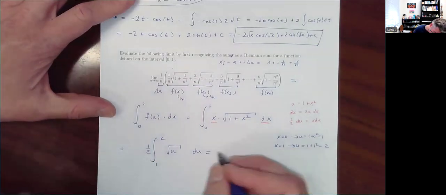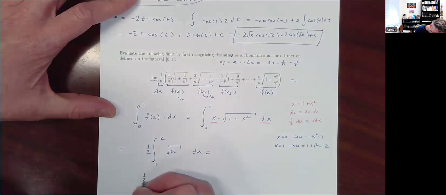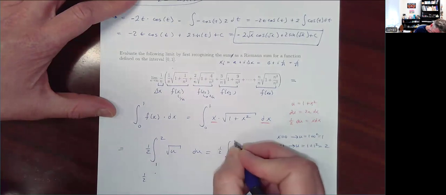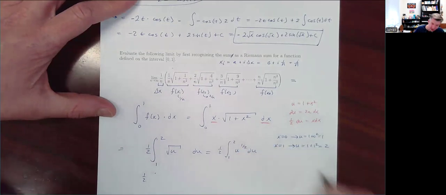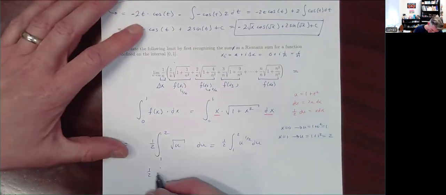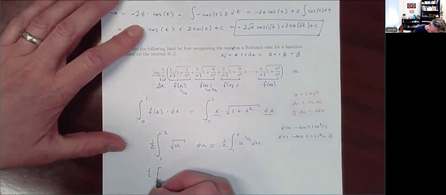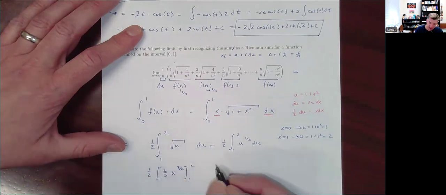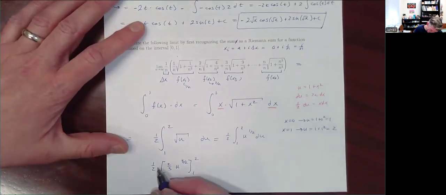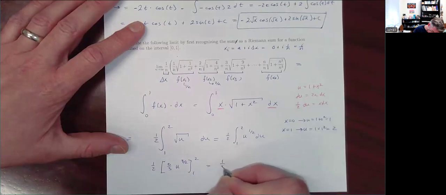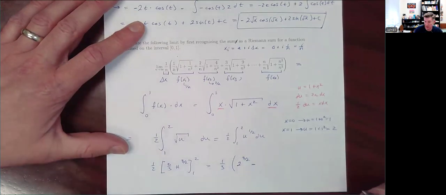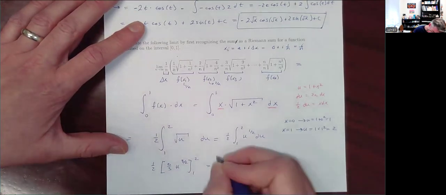So then that's going to be 1/2 the integral from 1 to 2 of u to the 1/2. And then we can integrate it and get 1/2 times u to the 3/2 divided by 3/2, which is multiplied by 2/3, from 1 to 2. Since we're already in terms of u, we're not going to change back. So 1/2 times 2/3 is 1/3. And then we're going to get 2 to the 3/2 power minus 1 to the 3/2 power, but 1 to any power is 1. And that is our final good answer.